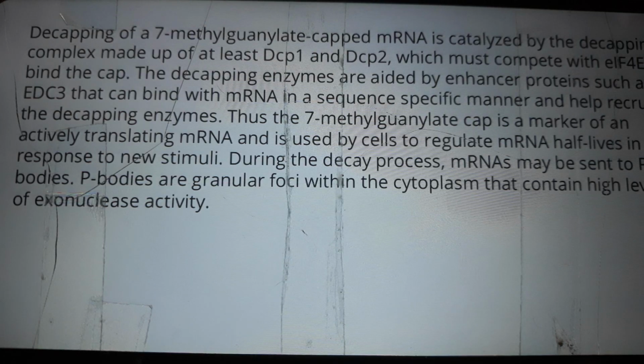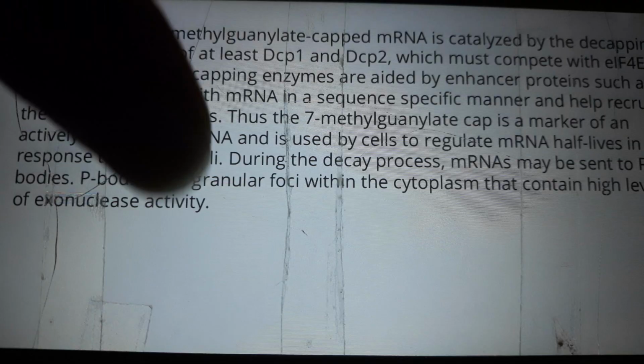Thus, the 7-methylguanylate cap is a marker of an actively translating mRNA and is used by cells to regulate mRNA half-lives in response to new stimuli. During the decay process, mRNAs may be sent to P-bodies, or granular foci within the cytoplasm that contain high levels of exonuclease activity.